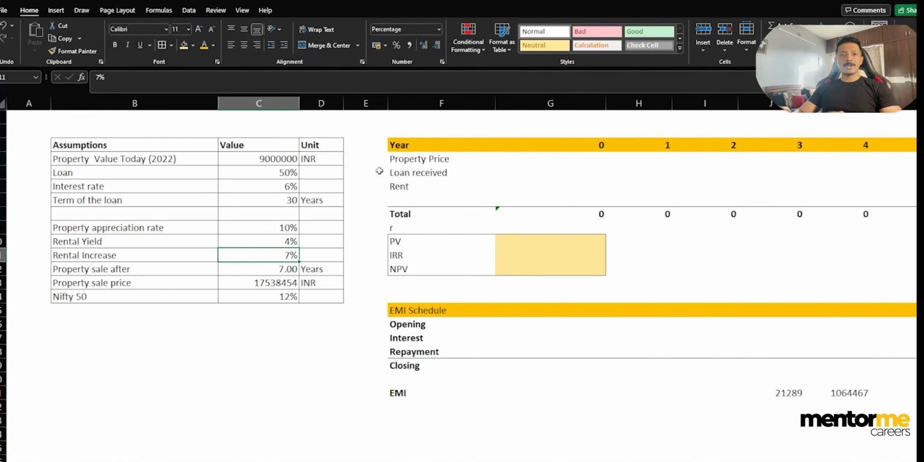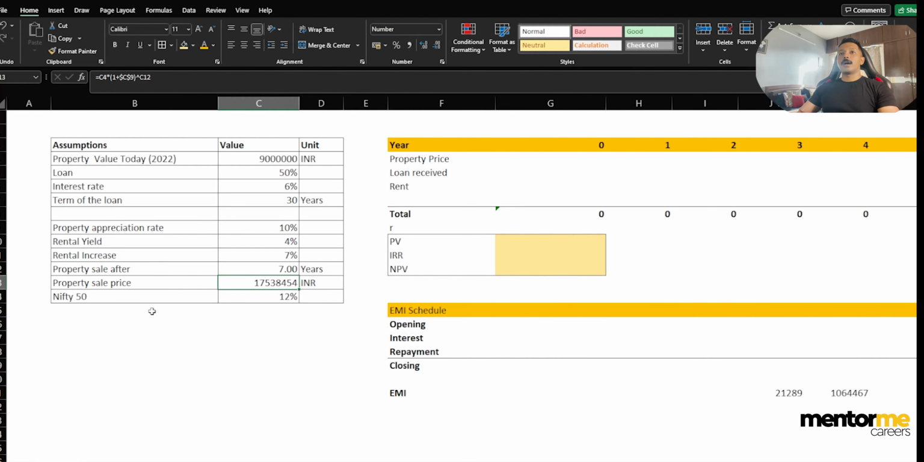The rental increment or escalation, as we call it in proper terminology, is about 7%. So we're expecting that the 3,60,000 rupees will increase by 7% every year. And since we're not going to be occupying this property for personal use, we're going to be renting it out. We want to exit this property in about 7 years, and the property sale price, based on how much this property is going to increase at 10%, is estimated at about 1.75 crores 7 years hence.